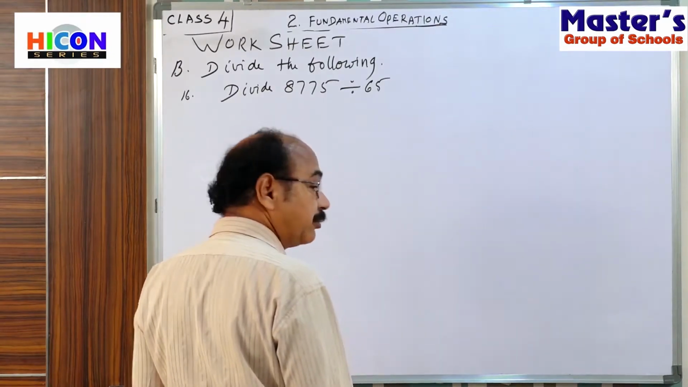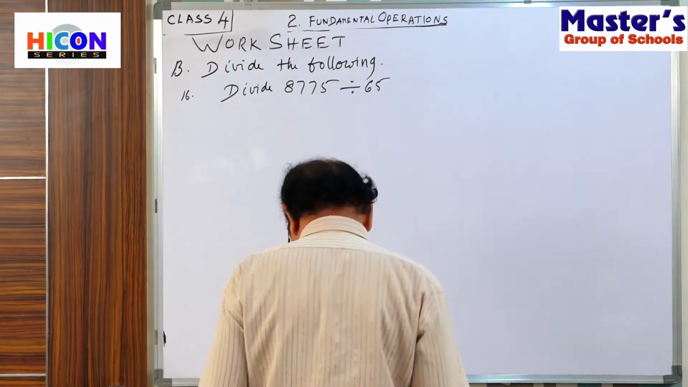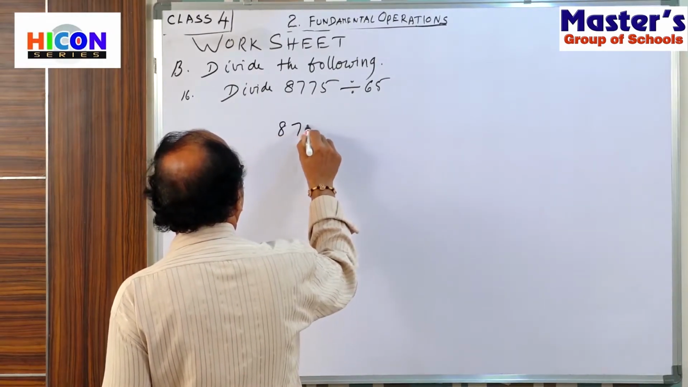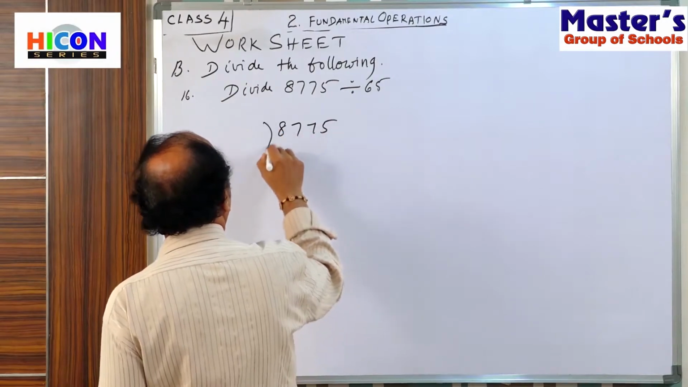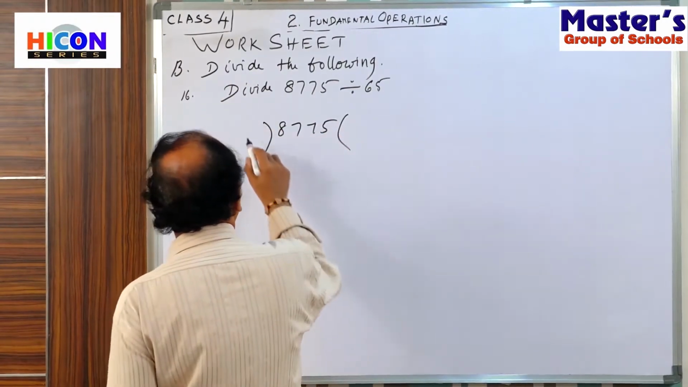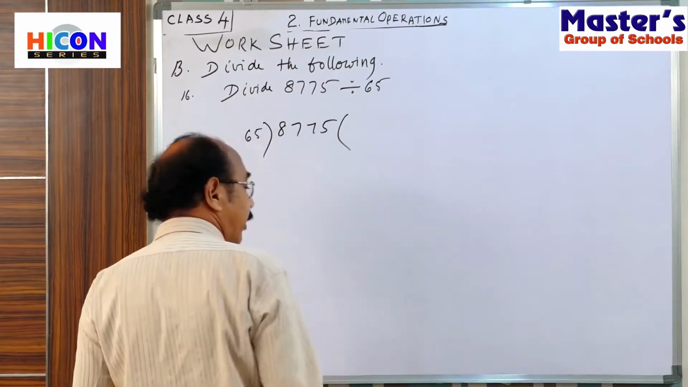How to do this division? You see with a big number. First of all, you write this 8,775. With what number we have to divide? 65.